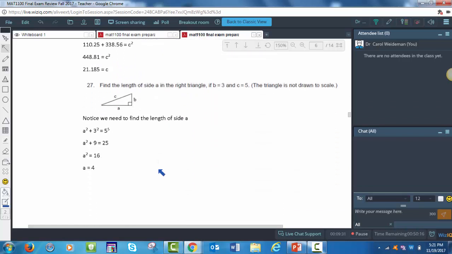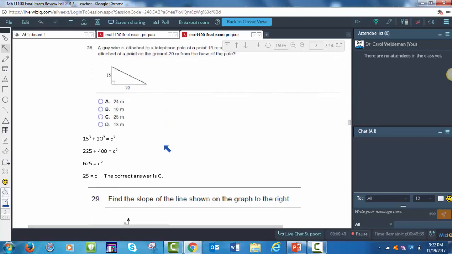Another Pythagorean theorem. We want to find now side, we actually want to find side A. So a squared plus 3 squared equals 5 squared. A squared plus 9 is 25. Subtract 9. A squared is 16, so A must be 4.